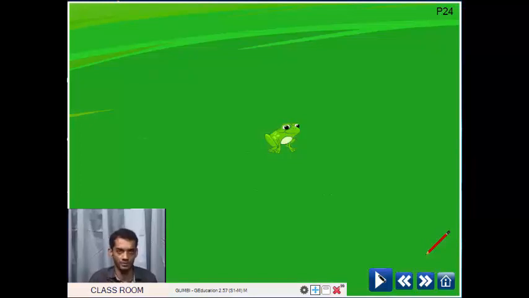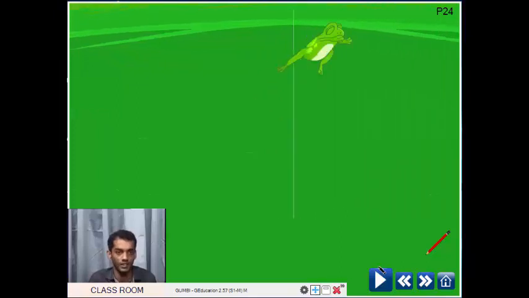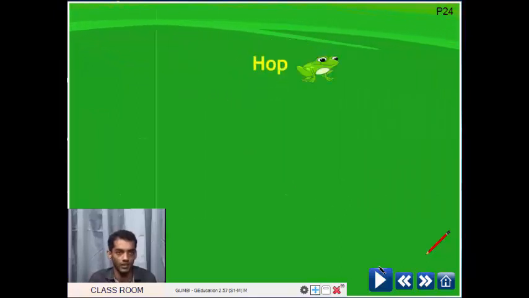Look at this picture. What is it? It's a frog, sir. What is the action word? Hop. In English we call it hop. Hop means a short jump by an animal with both feet together. The frog is hopping in the lake.